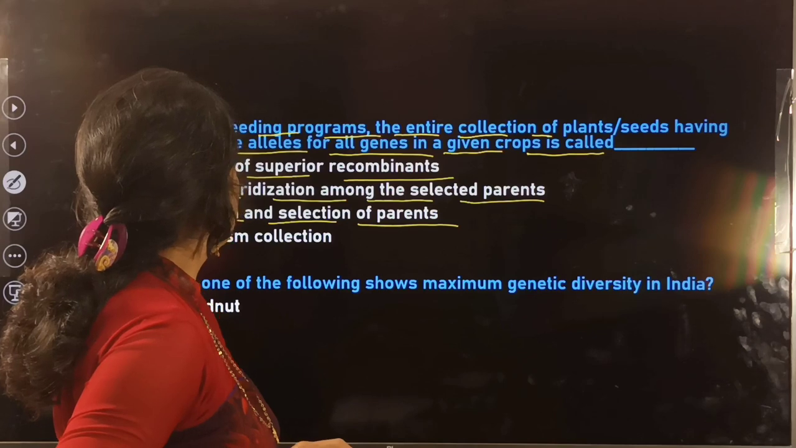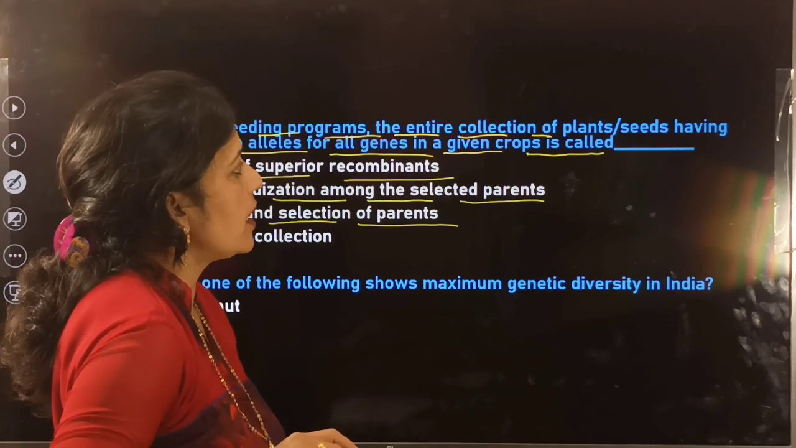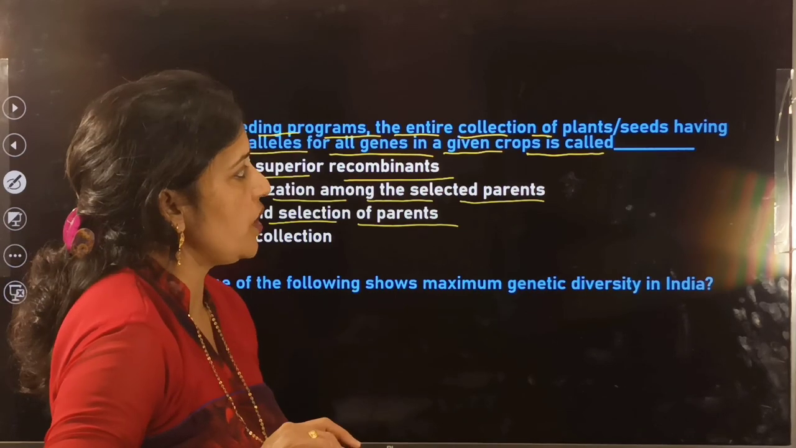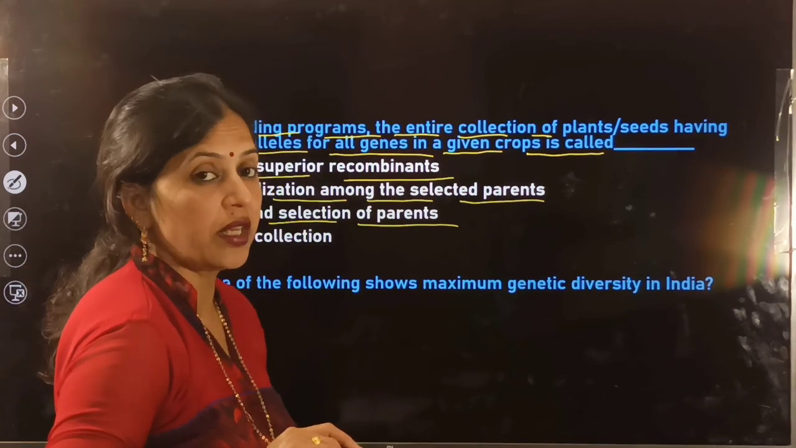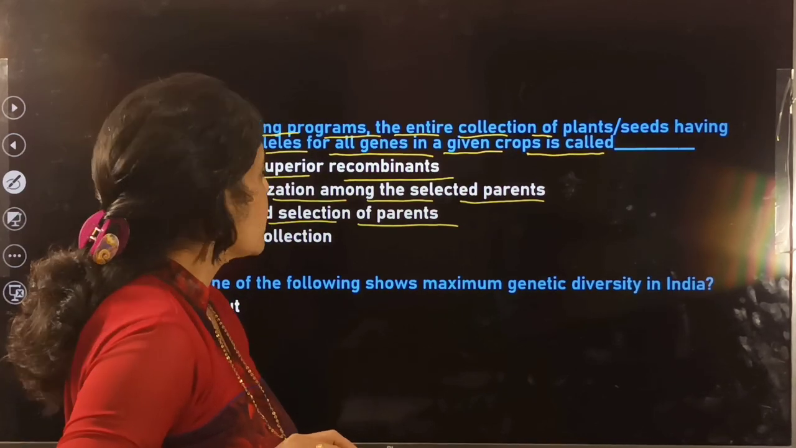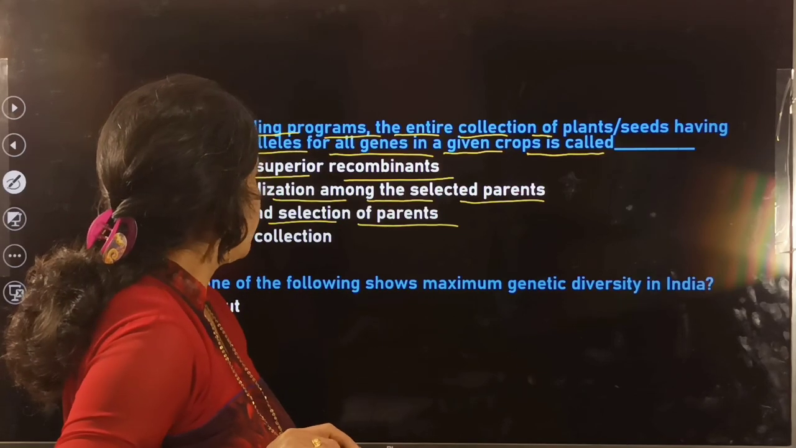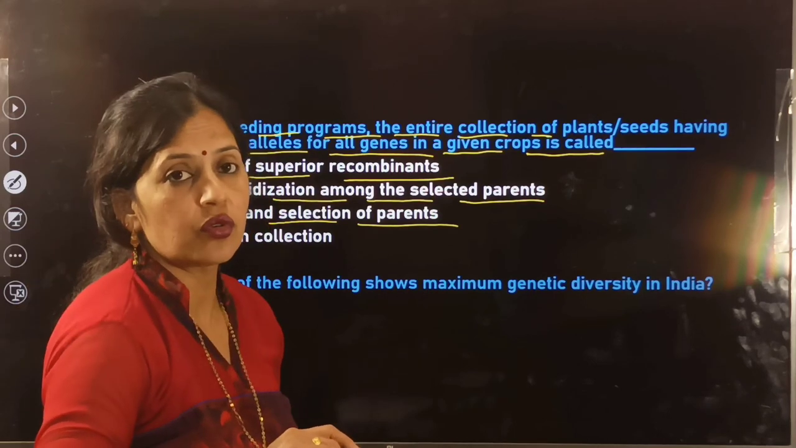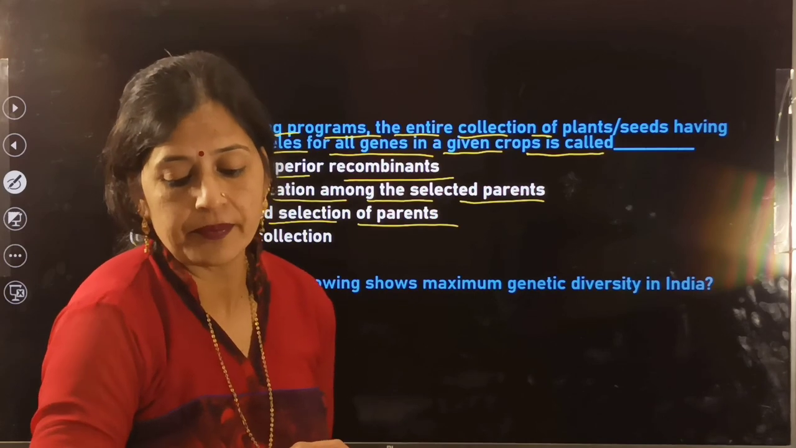That means in plant breeding programs, the entire collection of the plant seeds having all the diverse alleles for all the genes in a given crop is called either selection of the superior recombinants, cross hybridization among the selected parents, evaluation and selection of the parents, and the last one is germplasm collection. And it is your question number 7.